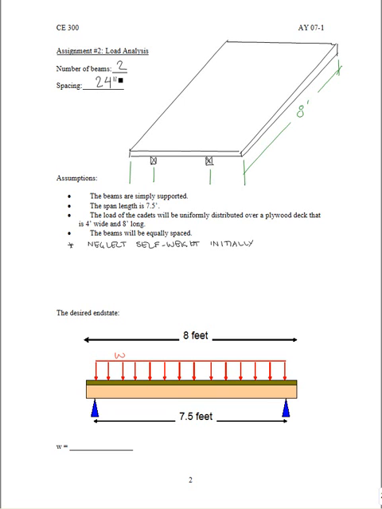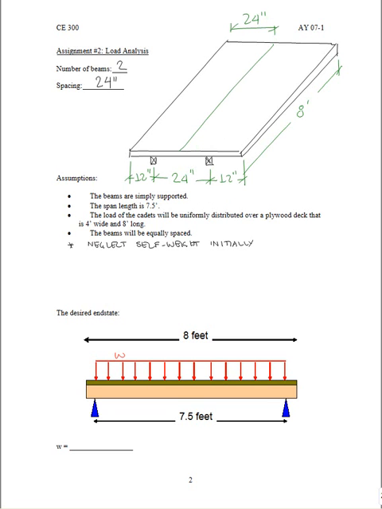Since the beams are evenly spaced over the 4-foot width, it gives us a 24-inch on-center spacing between the beams, which leaves 12 inches on the outside of each beam to cover that entire 4-foot width of plywood. This then gives us a tributary width for each beam of 24 inches.